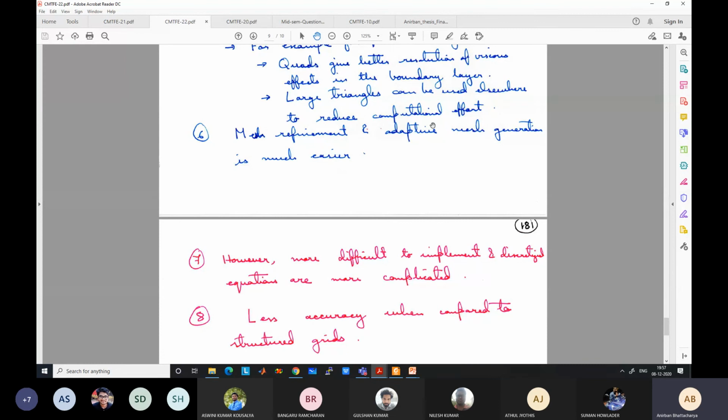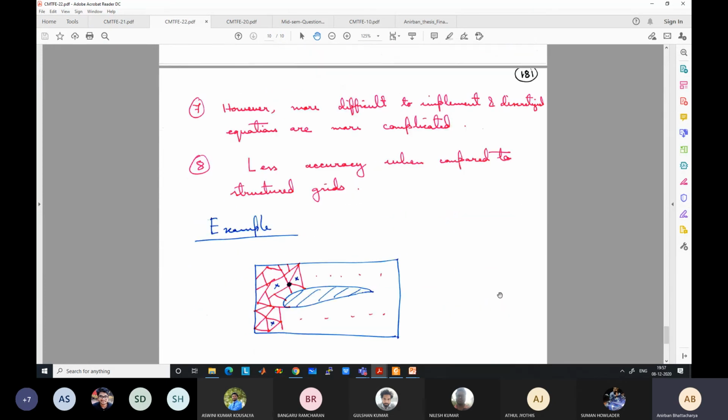These are all advantages. The disadvantage is that it is much more difficult to implement, the discretized equations are much more complicated, and accuracy is lower as compared to structured grids. Accuracy will always obviously suffer. Why will it suffer? Because your calculation of fluxes and other things is not accurate, because the interfaces between two grid points are not perpendicular. It is at some angle, and as a result the flux calculation is not 100% accurate. It has some error in it.